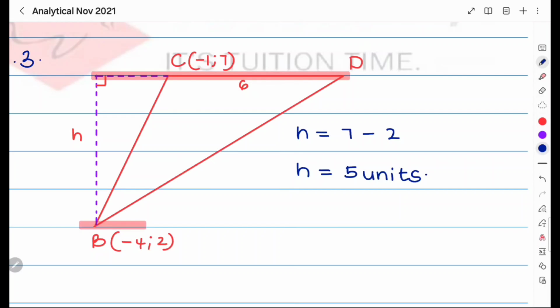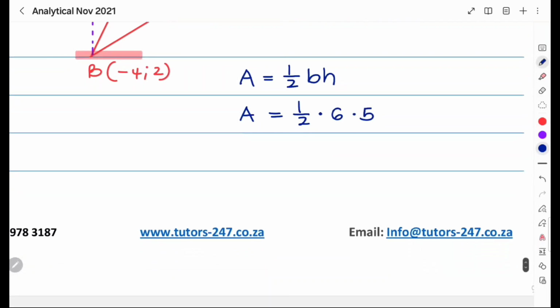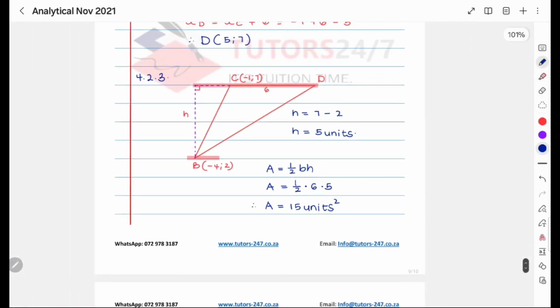Now that we have the perpendicular height and the base, which is 6 units, we can determine the area. We know that our area is equal to a half base times height. Our area is then equal to a half, the base is 6, the height is 5. We can put this into our calculator, and we therefore have the area of the triangle BCD as equal to 15 units squared. So that is it.